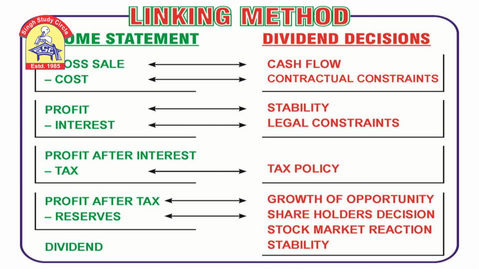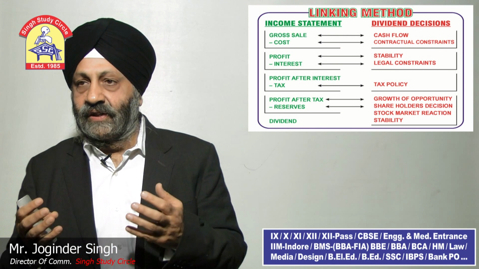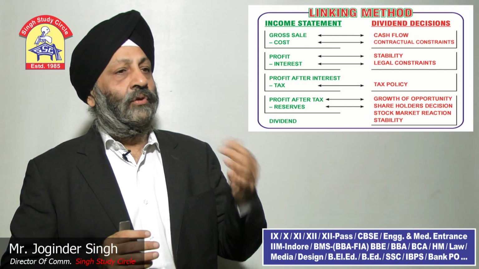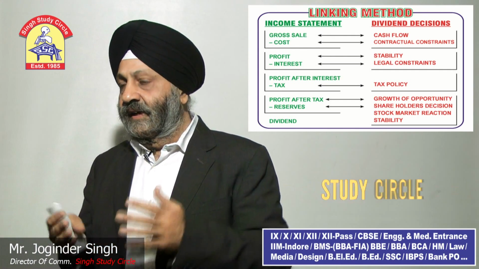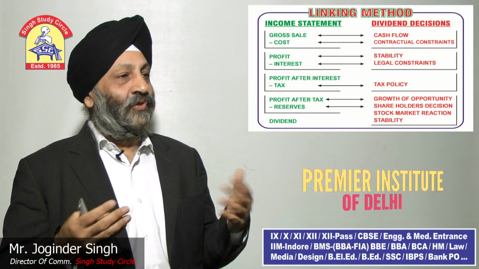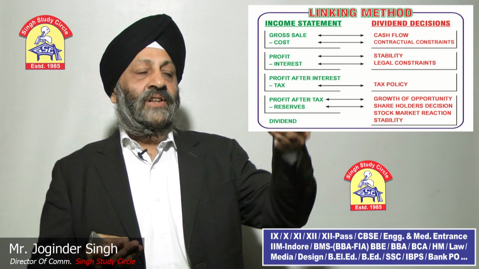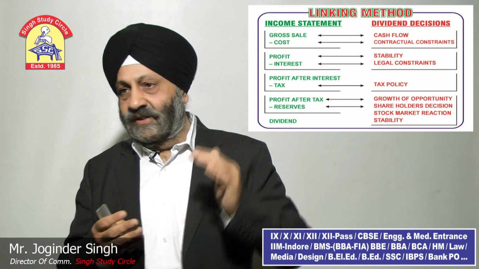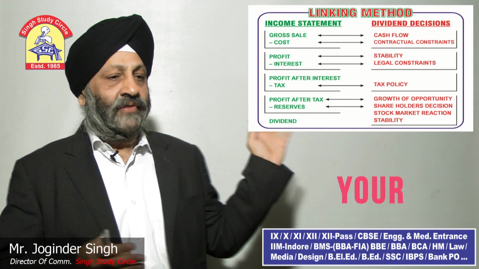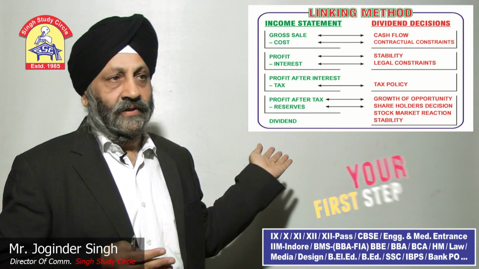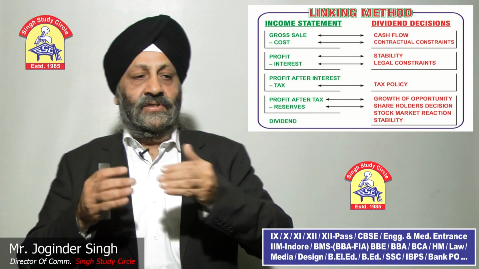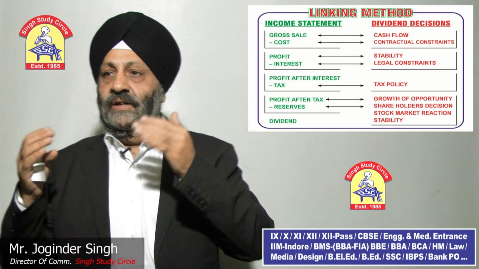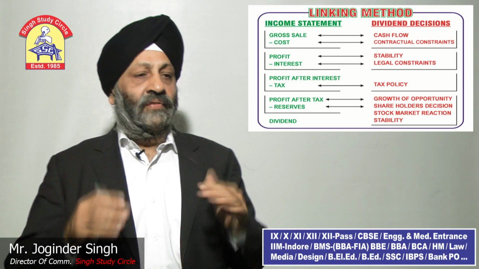First we will take factors affecting dividend decision. What is a factor affecting dividend decision? To remember it, you have already covered the income statement in your class 11th and class 12th. All of you know the income statement. It is so simple. From gross sales we deduct cost, we get profits. From profit we deduct interest, we get profit after interest. You can see on the back side interest, profit after interest. Then you deduct tax, you get profit after tax. Then you deduct reserves, you get dividend.